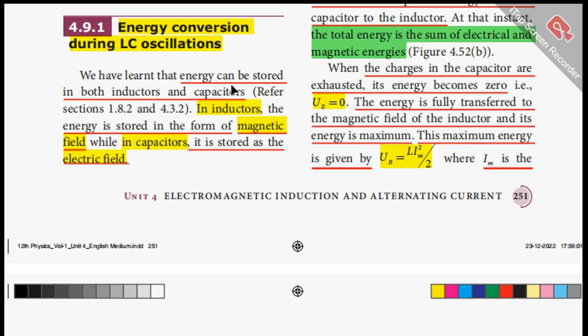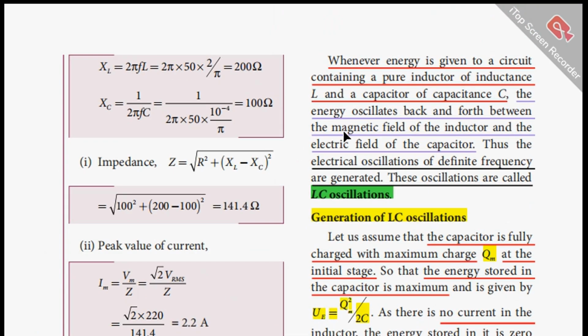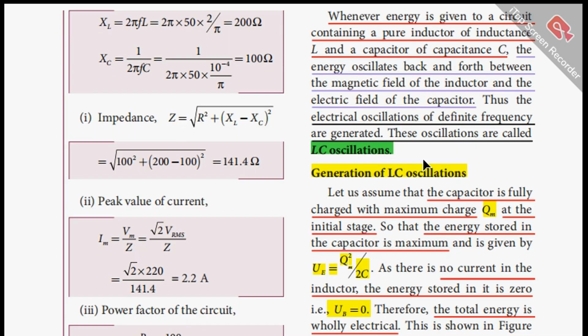We have already learned that energy can be stored in both inductors and capacitors. In inductors, the energy is stored in the form of magnetic field, whereas in capacitors, it is stored as electric field. Whenever energy is given to a circuit containing a pure inductor having an inductance L and a capacitor of capacitance C, the energy oscillates back and forth between the magnetic field of the inductor and the electric field of the capacitor. Thus, the electrical oscillations of definite frequency are generated. These oscillations are called LC oscillations.